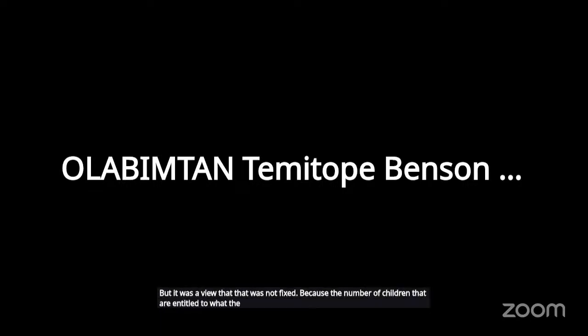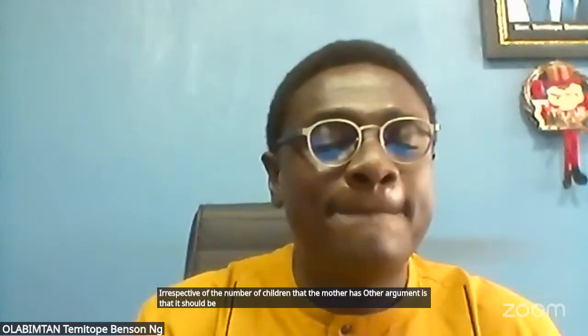But it was viewed that that was not fair, because the number of children entitled to what the mother will get should be taken into consideration. And then the issue was whether the inheritance should be shared by the children instead of by the number of the wives. And then we talk about the system of Ori Ojori, meaning that it should be divided by each child, irrespective of the number of children that the mother has. Another argument is that it should be distributed per stirpes, that is idile, by each of the wives that the deceased had when he was alive.